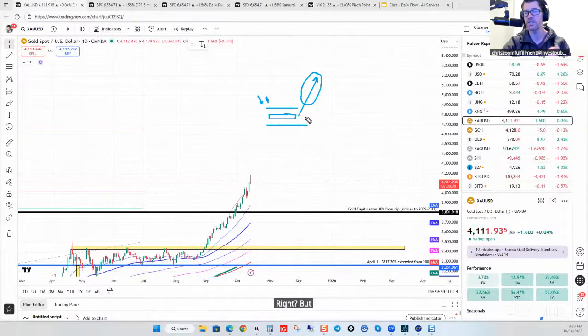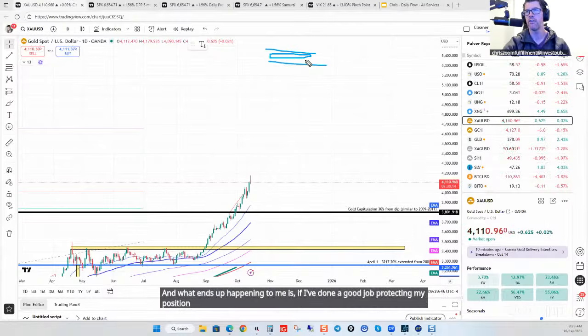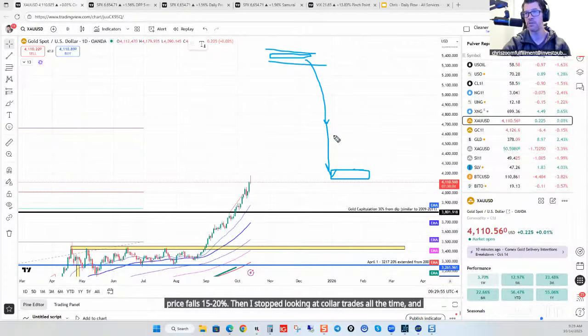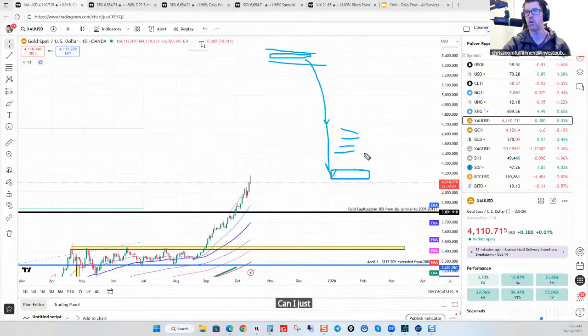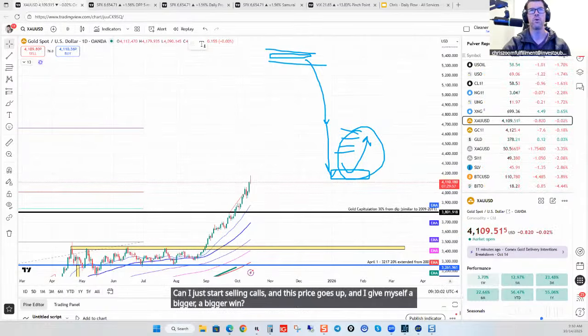But the reason this is a strategy is because I have to accept that, look, I'm putting on this trade so I can finance the protection. If price goes down, I move my cost basis all the way down. And if I've done a good job protecting my position with my collar trade, and price falls 10%, 15, 20%, then I stop looking at collar trades all the time and rather, okay, now that I'm in this trade, can I just start selling calls, and if price goes up I give myself a bigger win, right? So I'll unpack that a little bit more.